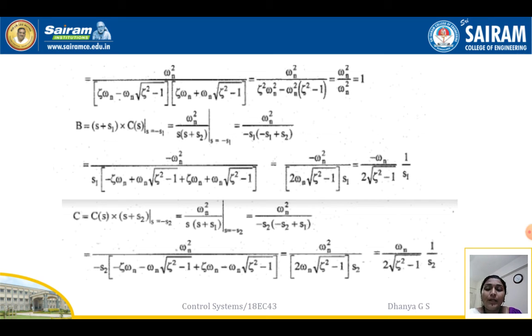Now you have to find what the C value is. To find the C value, you have to do the same thing that you have done previously: C of s into s plus s2, letting s equal to minus s2. Once you substitute like this and simplify, you will get omega n divided by 2 into root of zeta square minus 1 into 1 by s2. You can see the b value is the minus of that value and c is plus. You can see both the equations are the same. The only thing is the plus and minus variation.